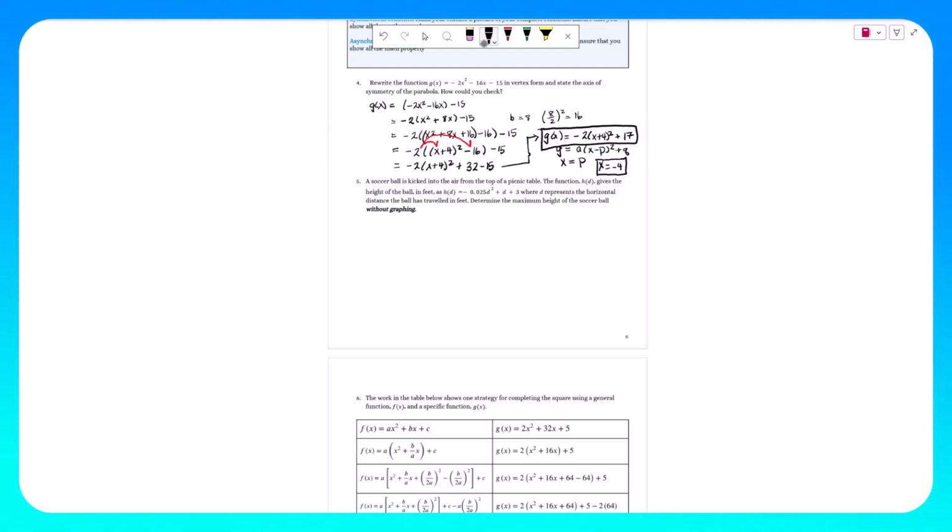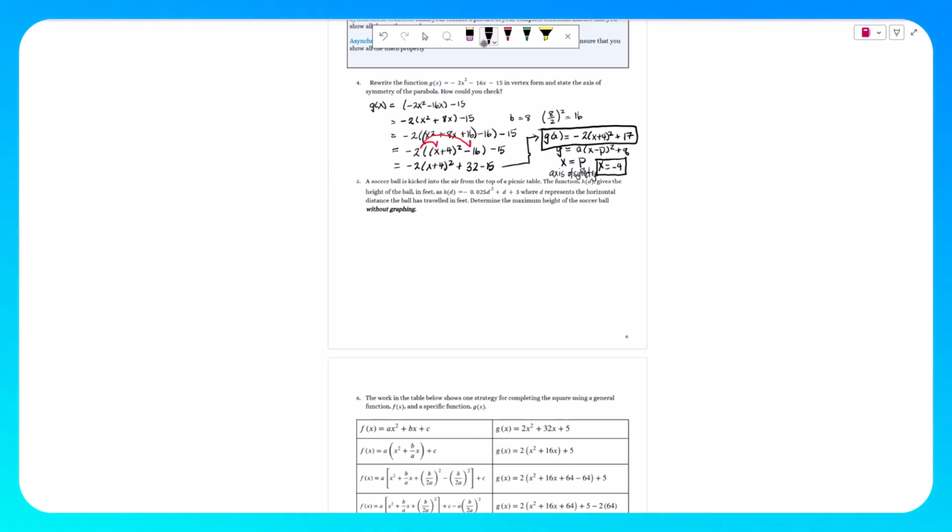And I'm just going to write axis of symmetry here. I spelled symmetry wrong. Don't judge me. I'm a math teacher. Okay.